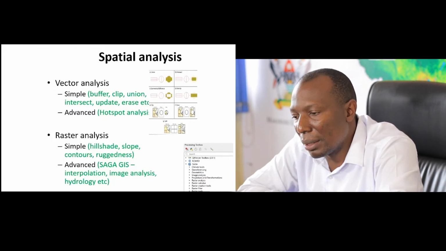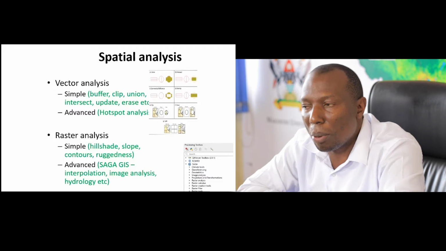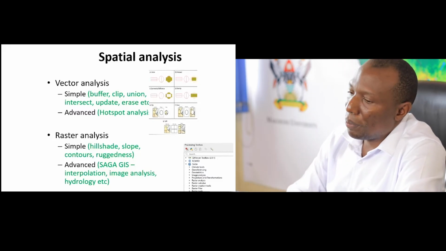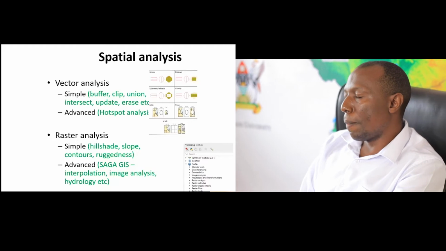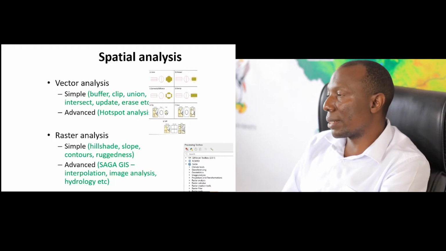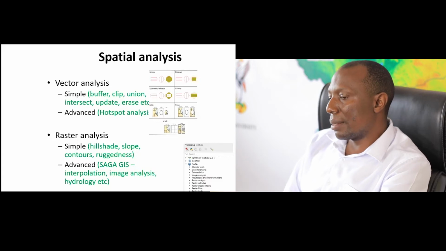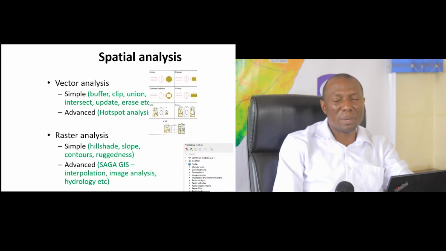Then union is like you're bringing these layers together, intersect, you have update. You can also erase the components in your shapefiles, those ones that you don't want. While raster analysis can also be simple analysis and advanced depending on what you're interested in. Simple analysis in the raster is basically we are looking at how to develop a hill shape, a slope. These are simple things that you just go to the menu of QGIS and then you run.